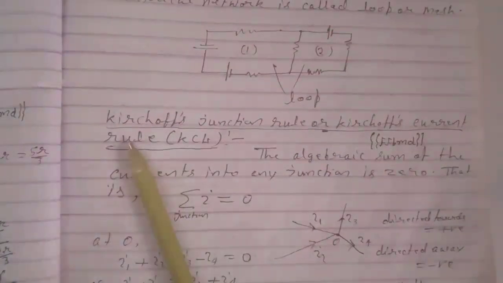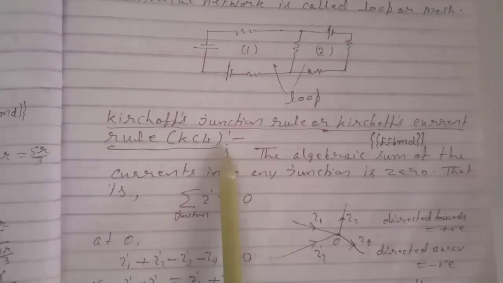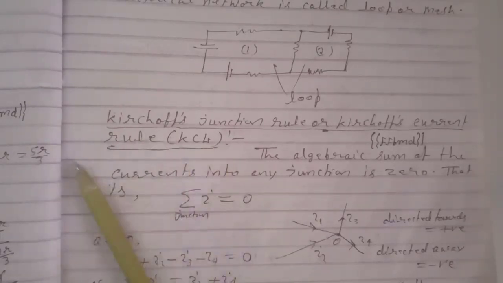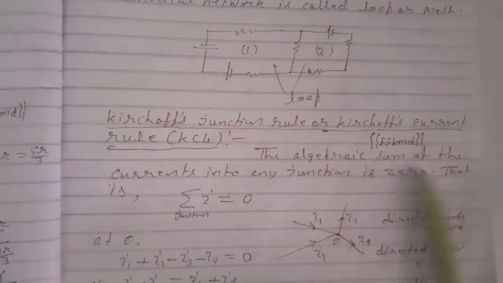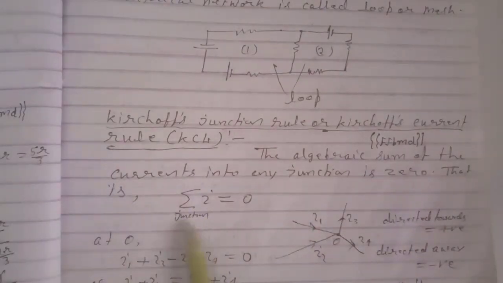Now Kirchhoff's junction rule, or Kirchhoff's current rule, KCL. Both are the same, and in short it is known as KCL. The algebraic sum of the currents into any junction is 0. That is, sigma I at a junction equals 0. For example, here this is a point O where many currents are meeting and coming out. Then the algebraic sum of all these currents should be 0.